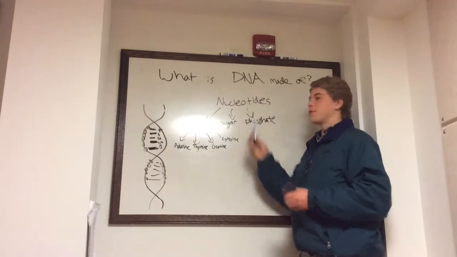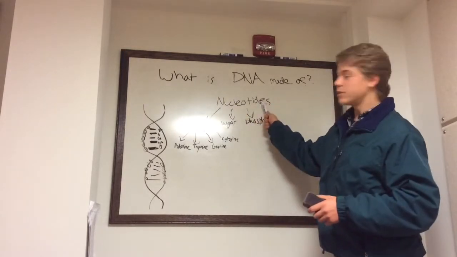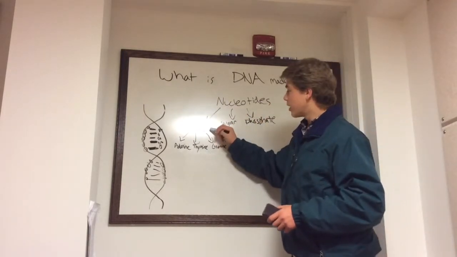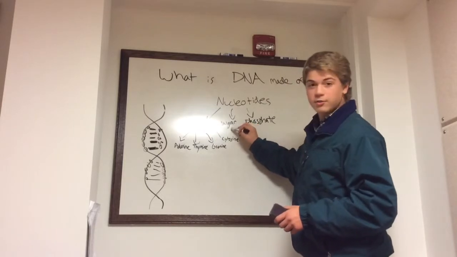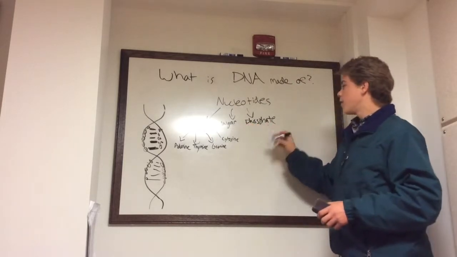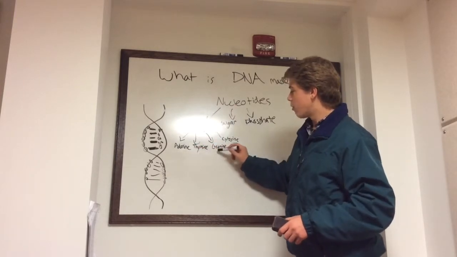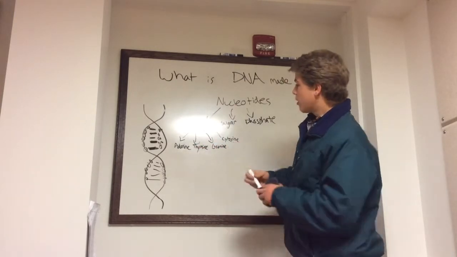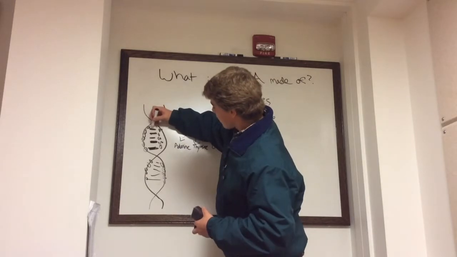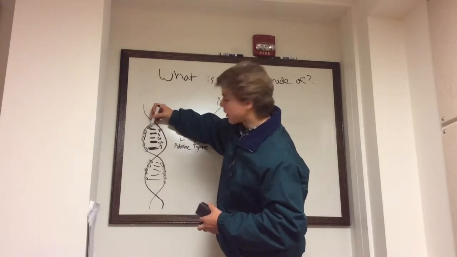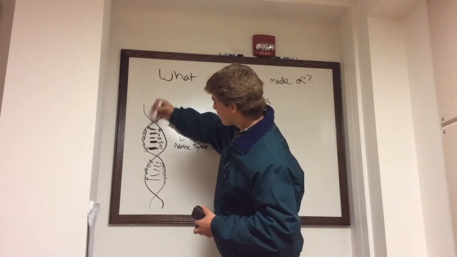What is DNA made of? So DNA is made up of nucleotides, and each nucleotide consists of a nitrogenous base, a deoxyribose sugar, and a phosphate. So the four nitrogenous bases are adenine, thymine, guanine, and cytosine. These are the rungs of the ladder, and they are hydrogen bonds that connect each nucleotide together.